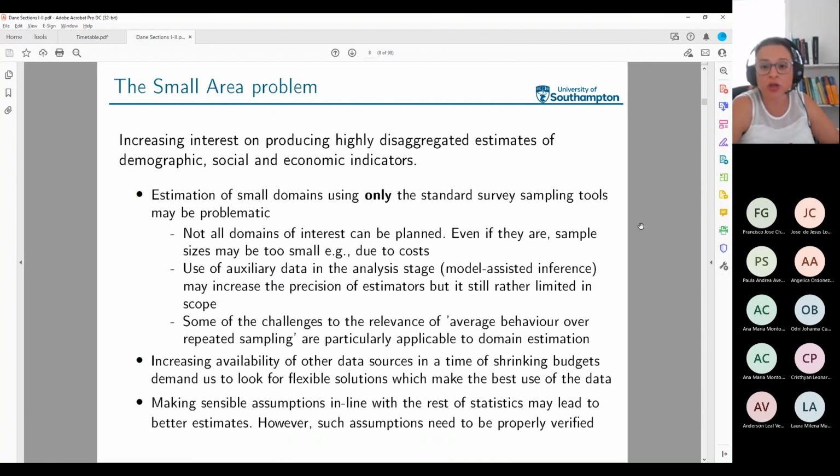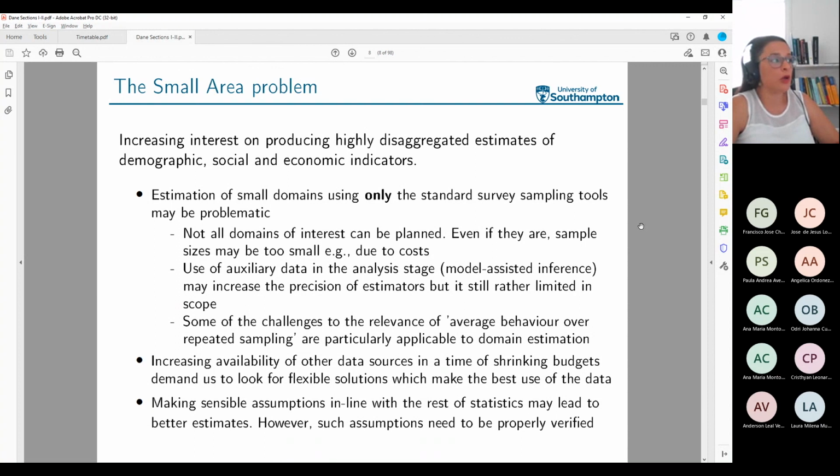So the gains that you may obtain are going to be okay if you're close to making it, but if you're very far away, probably that's not going to be the thing that works for you. And some of the challenges of the relevance of this average behavior of repeated sampling are particularly applicable to domain estimation, because it's not good for me to have an estimator that on average gives me the right value when I only have one sample and I saw no one. In that case, that's really not very practically useful.